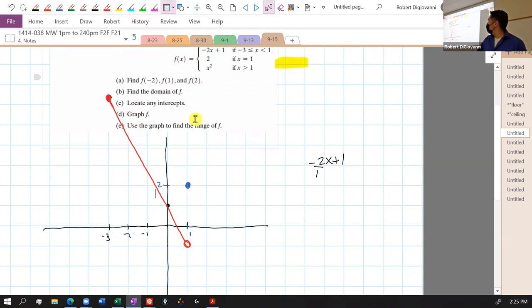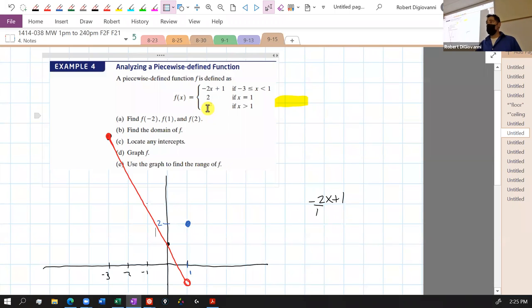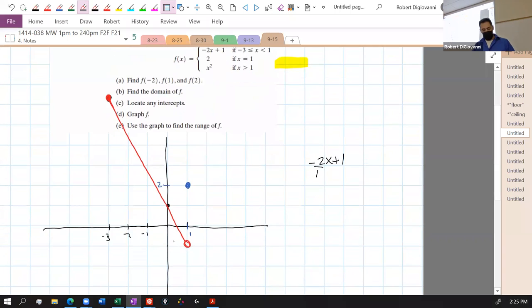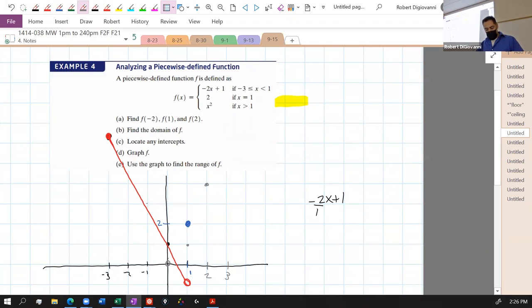Then we're going to have the third piece, which is x squared, right? We know what x squared looks like. So I'm going to draw x squared, kind of accurately. So we know x squared goes through 0, 0. What happens when I plug 1 into x squared? 1 squared is 1. What happens when I plug in 2 into x squared? 4. When I plug in 3 into x squared? 9, way up there, right? So I know that this thing looks like this.